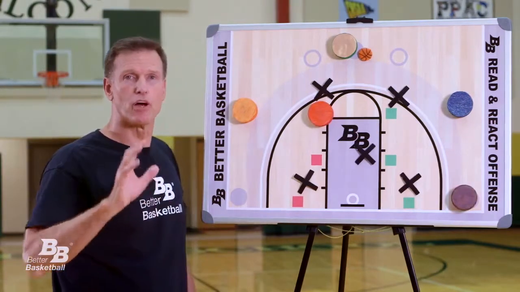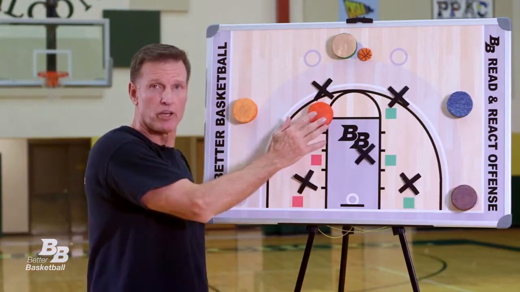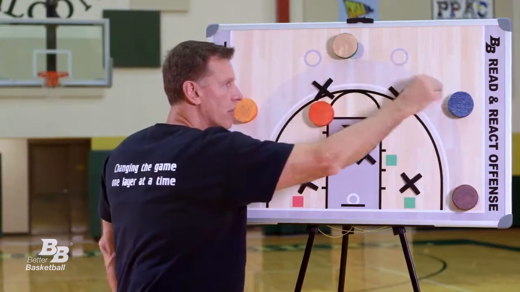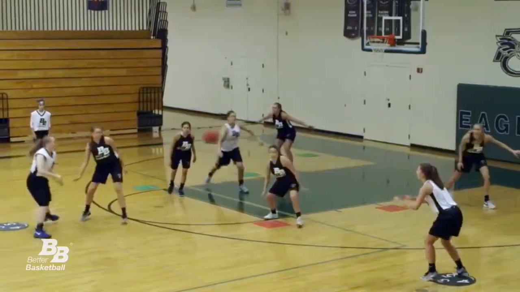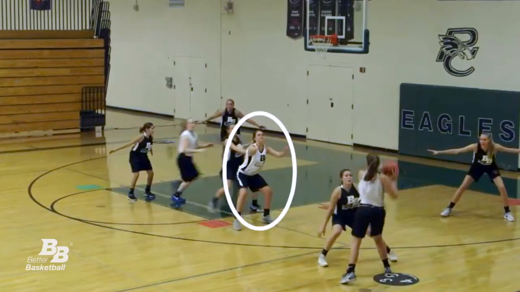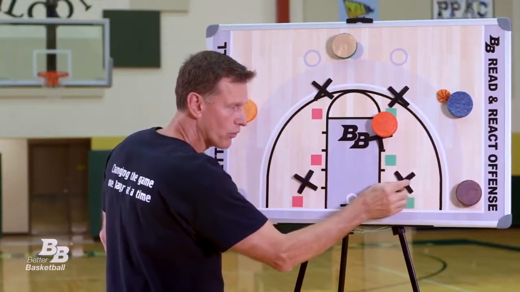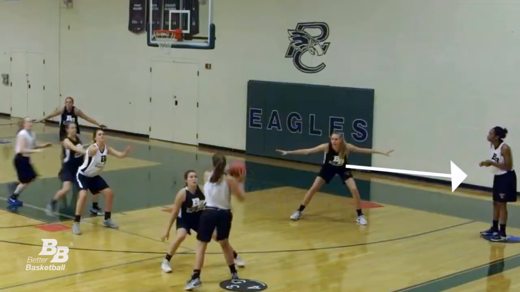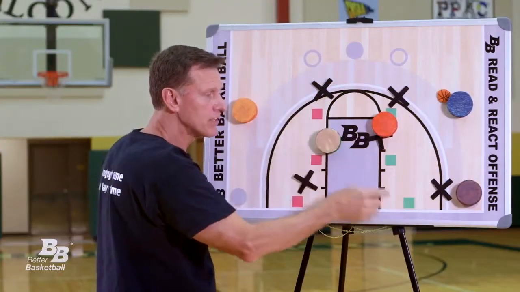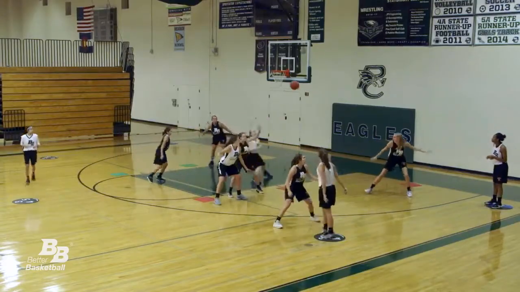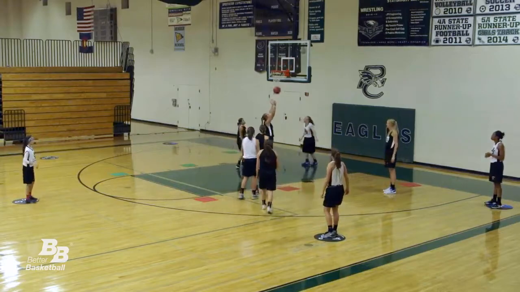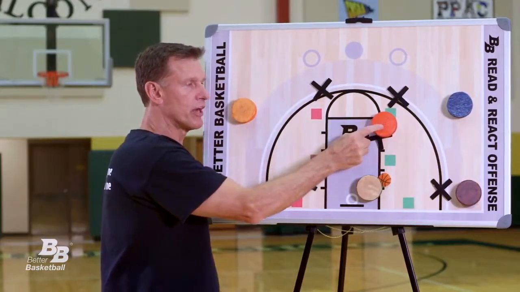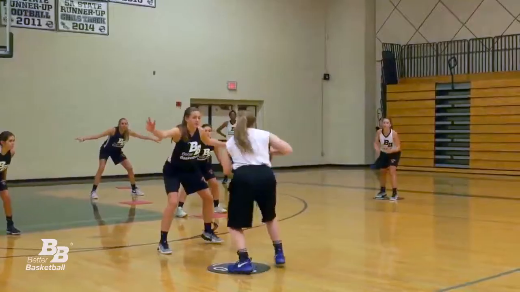Here's an example of a good player in the permanent nail flashing first and drawing the center. The ball side corner is drawing the corner defender, and our cutter on the way to the flank gets the pass for the layup. Our permanent nail player made that possible.